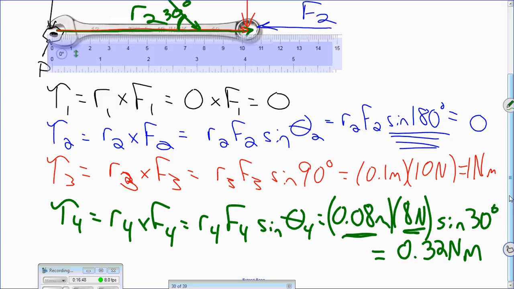Now, direction. So, when you use RF sine theta, that gives you the magnitude of the torque, but it doesn't tell you the direction of the torque. Okay? So to determine the direction of the torque, you got to use the right-hand rule.